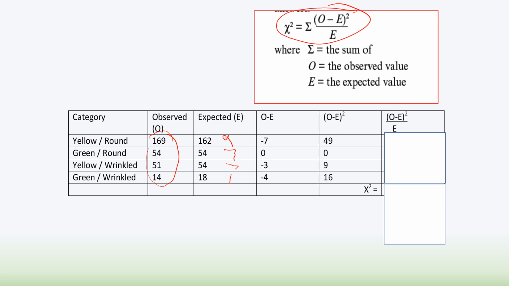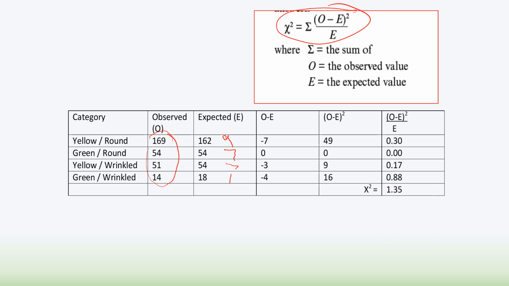So I'm going to do 49 divided by 162, which equals 0.3, etc. The sum of all those together equals my chi-squared number. So again, you need to be able to work your way through that.